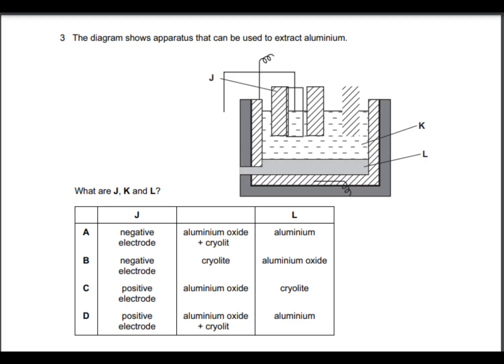Question number 3 is, the diagram shows apparatus that can be used to extract aluminium. They are asking what J, K and L are. J is definitely the anode, which is the positive terminal of the battery, and K is the electrolyte, which is aluminium oxide dissolved in cryolite. And L is molten aluminium because it is at the bottom of the steel tank, which is the apparatus used for the electrolysis of aluminium oxide. So the correct answer is Delta, where J is a positive electrode, K is electrolyte, which is aluminium oxide and cryolite, and L is aluminium.